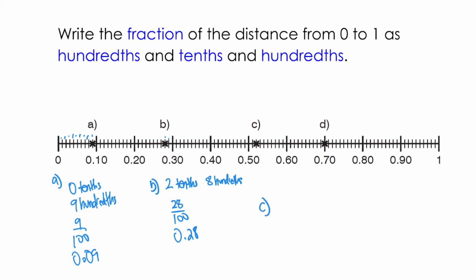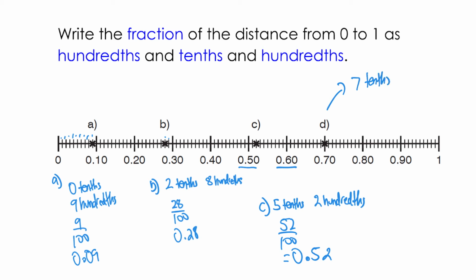And for C, we see that it is between 5 and 6 tenths. So we have 5 tenths. And there's 2 hundredths. And that would be 52 over 100, which is 0.52. And lastly, D, I'm just going to do it up here. This is just 7 tenths. And there's 0 hundredths. This can be written as 7 over 10 or 70 over 100. It's the same thing, and it also gives you the same decimal. Okay. Next slide.